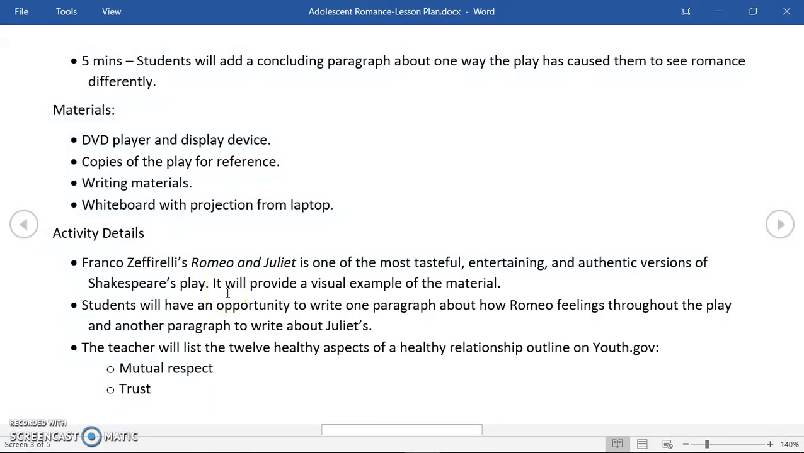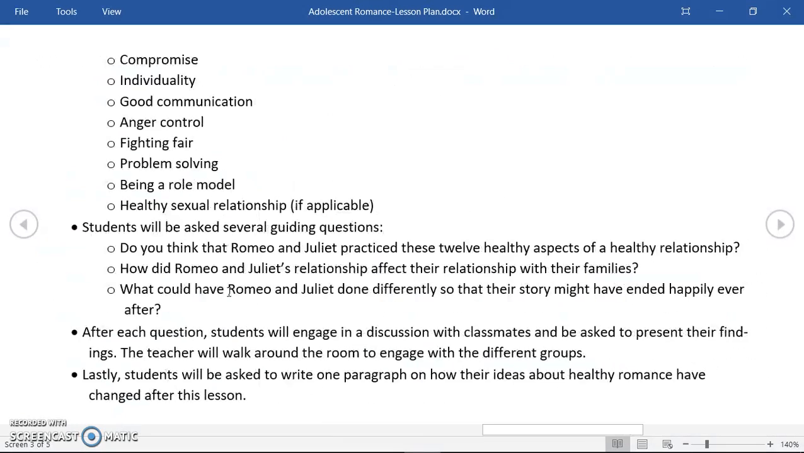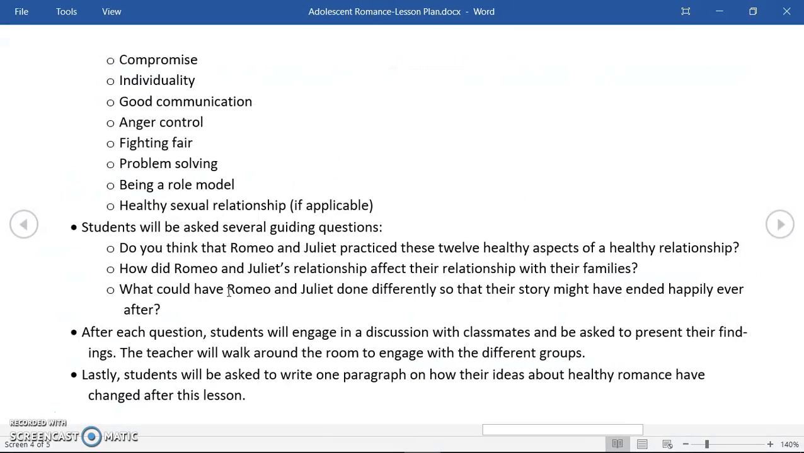I would then talk about the 12 healthy aspects of a healthy relationship, and I would put them in groups and ask the students, do you think that Romeo and Juliet have practiced these 12 healthy aspects? And I think they would come to the conclusion that that would not be the case, but I would let them figure it out themselves. At the very least, good communication was not really well done, especially near the end.